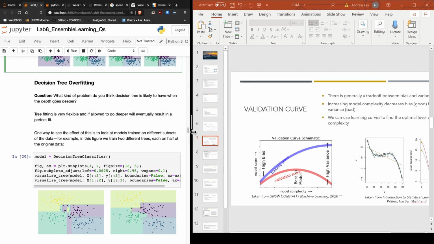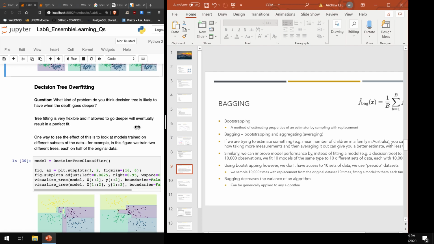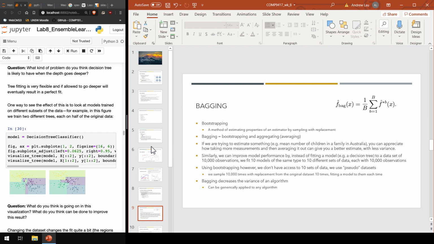Bagging is the first ensembling concept that we'll talk about. Now, what is bagging? Bagging is short for bootstrapping and aggregating. Okay, let's break these down one by one. Let's talk about bootstrapping first. Bootstrapping is a statistical technique. Effectively, it's sort of cheating, right? It's making an estimate by looking at your data and sampling from it with replacement to get lots of fake or pseudo sets of data.